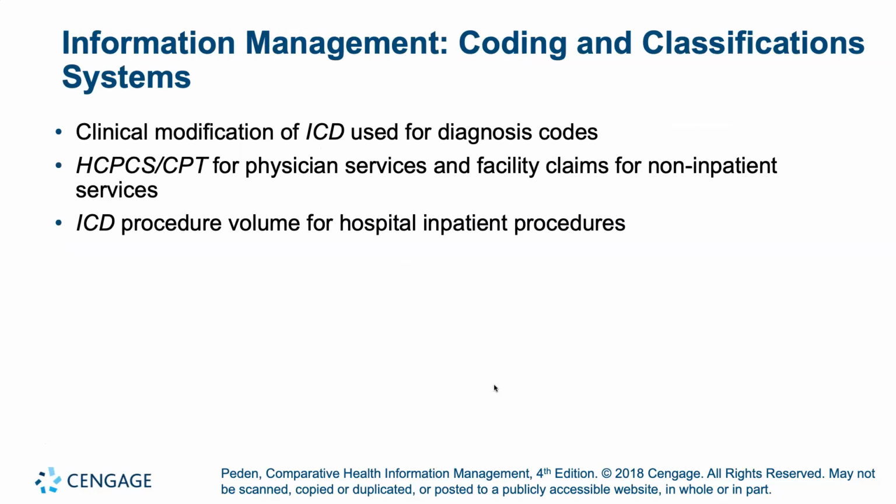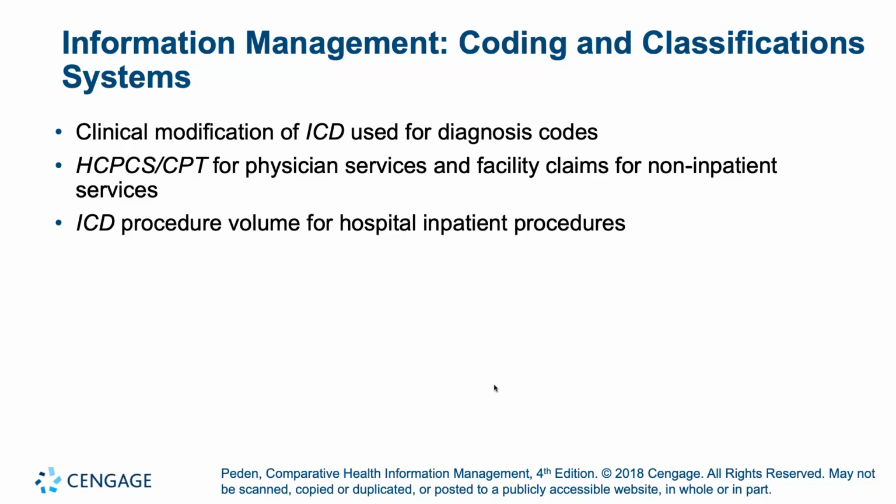So in terms of information management systems, obviously there's the billing one, because they've got to be able to keep track of who's paying and what they're paying and how they're paying. But backing up before that is coding and classification systems. They're using ICD-10-CM for diagnoses. ICD-10-CM is used for all settings for diagnosis codes. Then they're using CPT, HCPCS codes sometimes, for physician services. All physician services, even those in the hospital. They use CPT and HCPCS codes for facility claims for non-inpatient services.